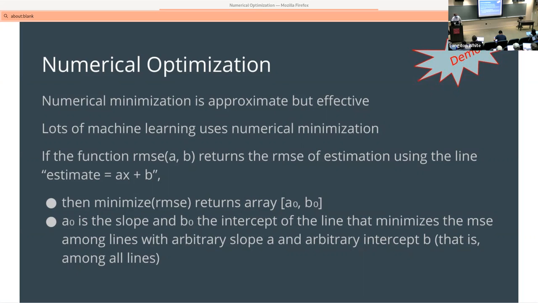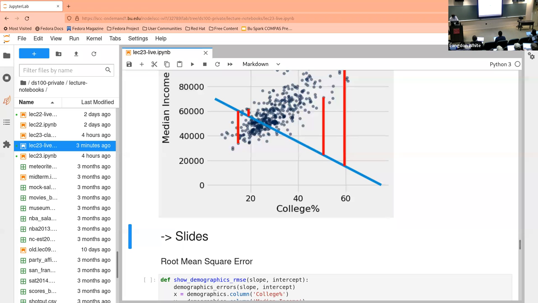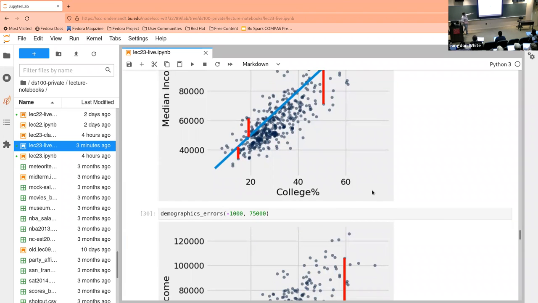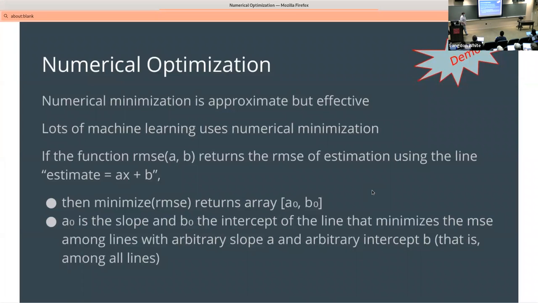So, numerical optimization. This is a very fancy term for trying to get the right line, okay? When I was just trying arbitrary numbers in the last thing I showed you, I was just trying out arbitrary numbers, right? But what are computers really good at? Computers are really good at trying the same thing over and over and over again, right?